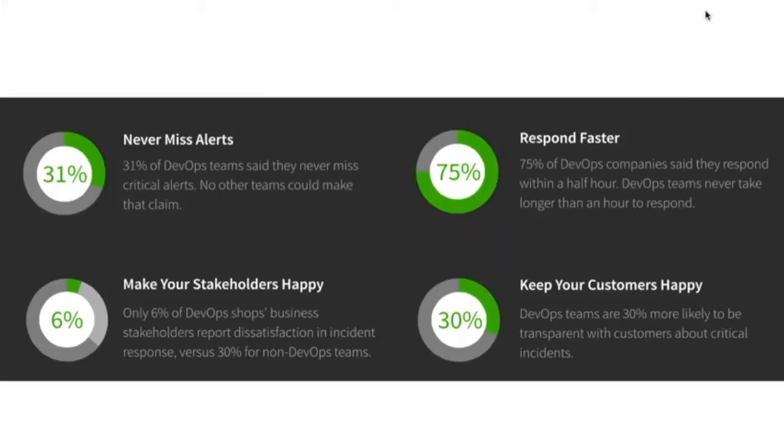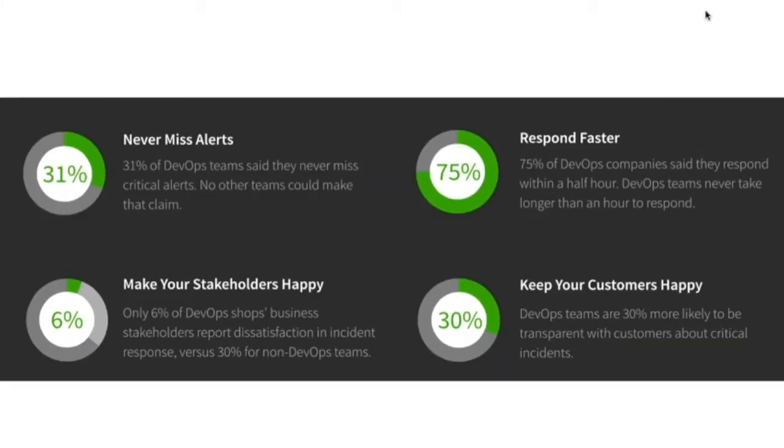The first was that 31% of DevOps teams said they never missed critical alerts, and that was not entirely surprising, just because of the way we've seen DevOps cultures grow and adopt some of these principles that we're going to talk through later on in the webinar, around sharing operational responsibility and who is responsible for taking in that operational response to monitoring tools and to all the feedback that's coming in.